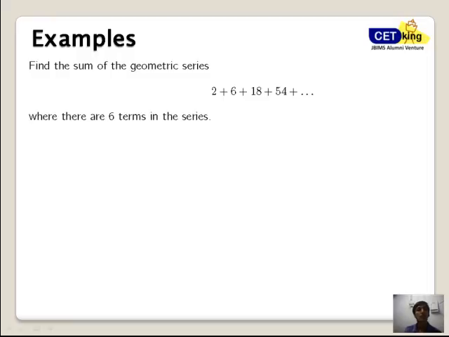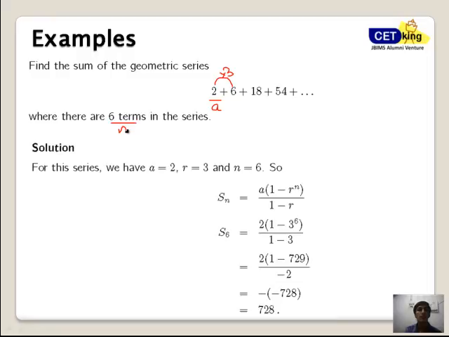Okay, let's solve the problem. Now clearly we have a few things over here, 2 as the first term. The common ratio we can derive as 6 by 2, that is 3, and the number of terms as 6. So we have a equal to 2, r equal to 3, and n equal to 6. So we can simply use the formula for Sn as a into 1 minus r raised to n upon 1 minus r, which gives us the final answer as 728.